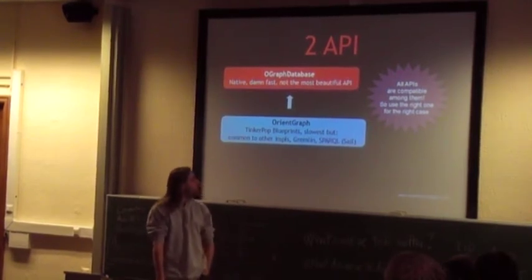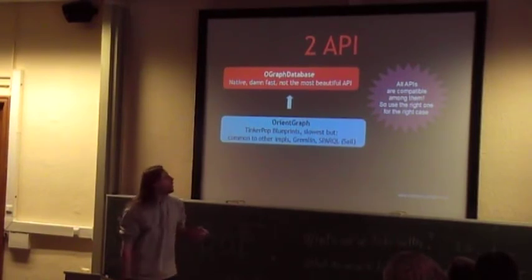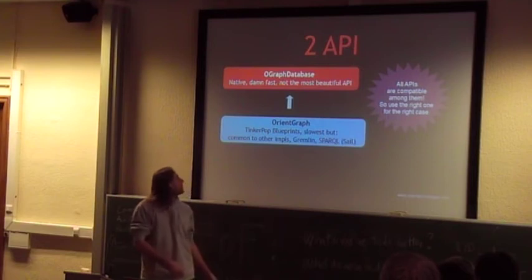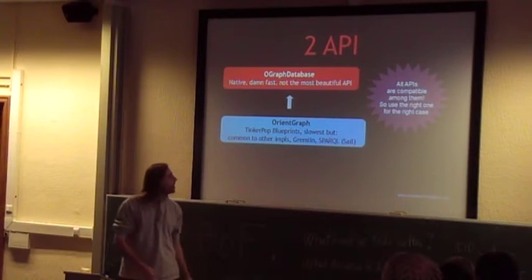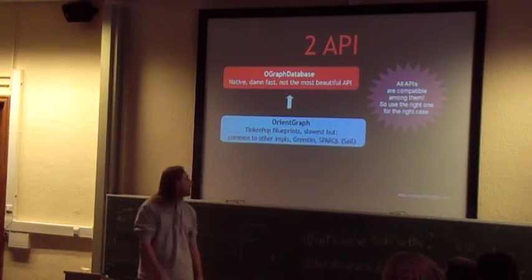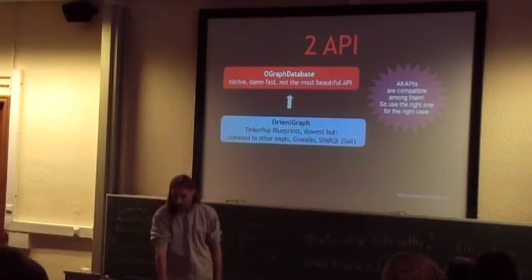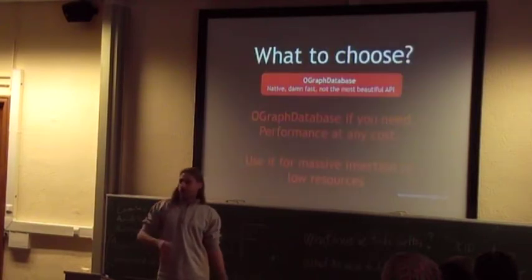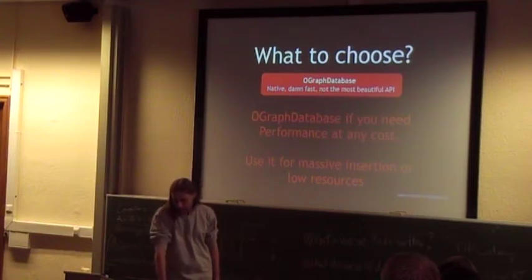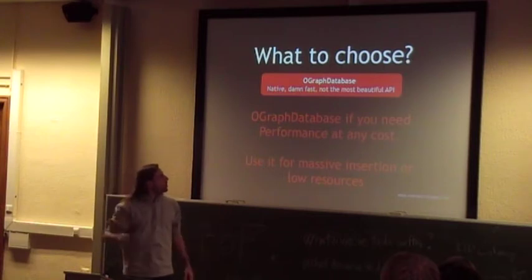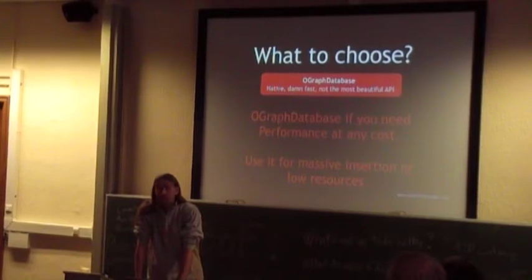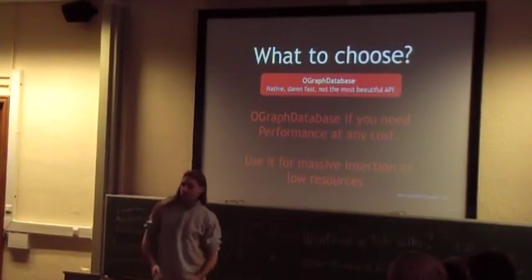Now, we have two APIs, one lower level and one higher level. The lower level works with documents directly. It's really fast, but it's not so nice to write code with. The other one works on top of Blueprints and supports Gremlin. It's slower, but it's more portable. With Gremlin, you don't have big problems. The first implementation is native, so it works directly in Java, really fast. You should use it for massive inserts.